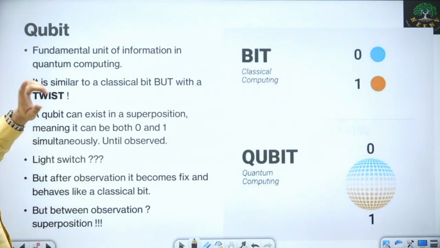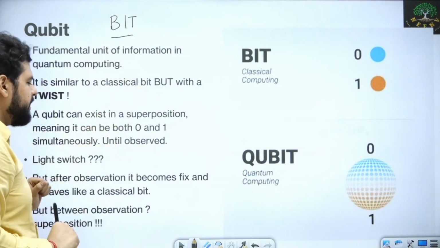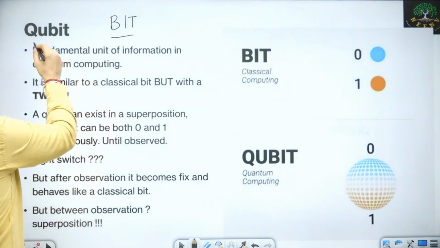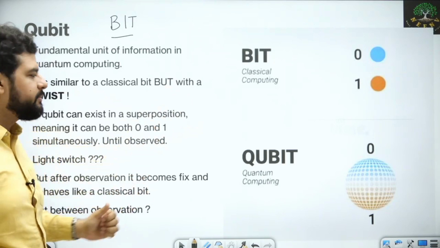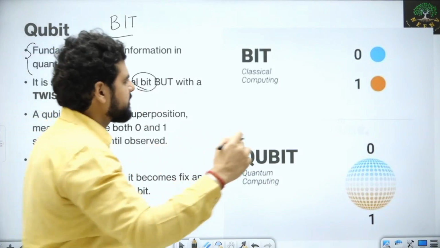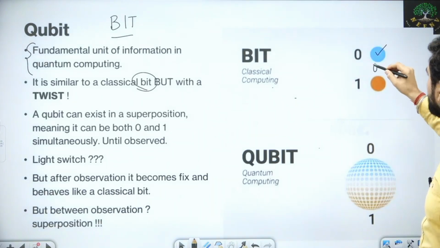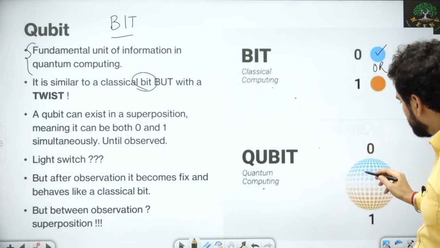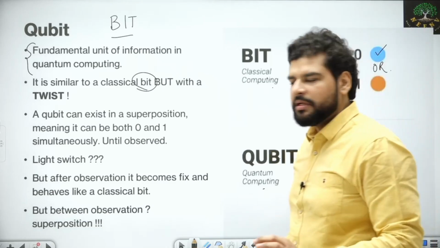So what is a qubit? We had discussed a bit, and by comparison, let's quickly understand qubit. It will be easier for us. What is the fundamental unit of information in quantum computing? It is the qubit. I am not explaining this in detail because we have already discussed bit. It is similar to a bit, but it has a twist. What is the twist? In classical computing, the bit can be either 0 or 1, but in quantum computing, a qubit can be 0 and 1. I'll show you how.